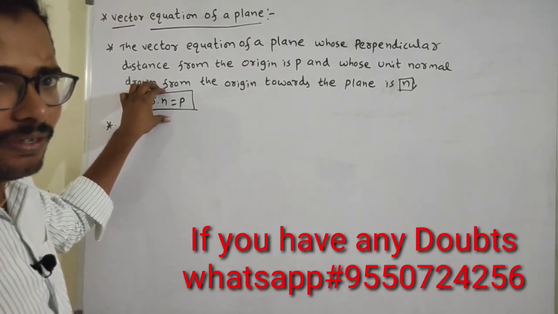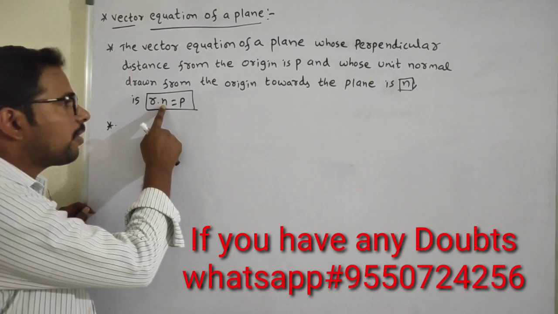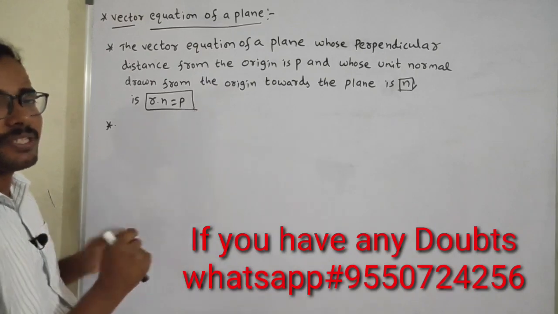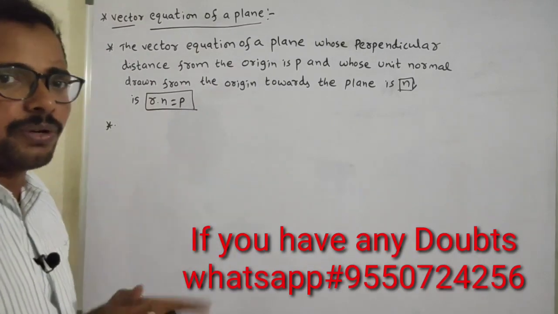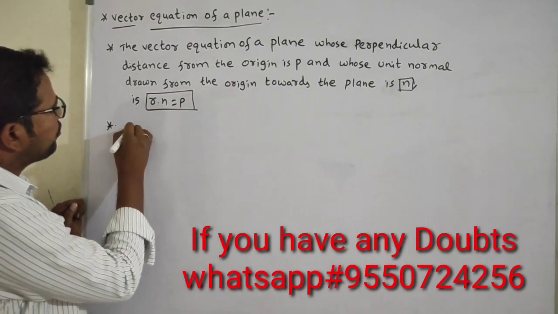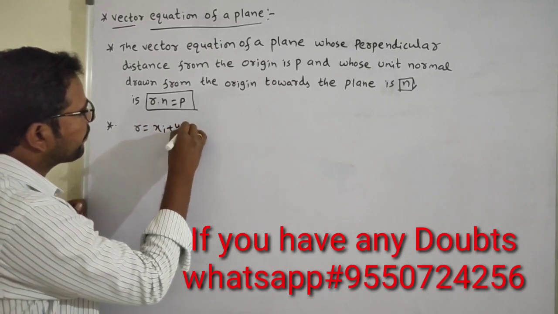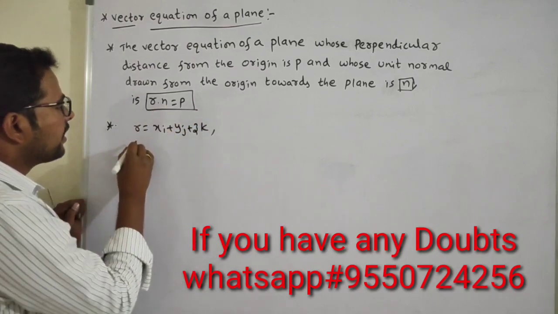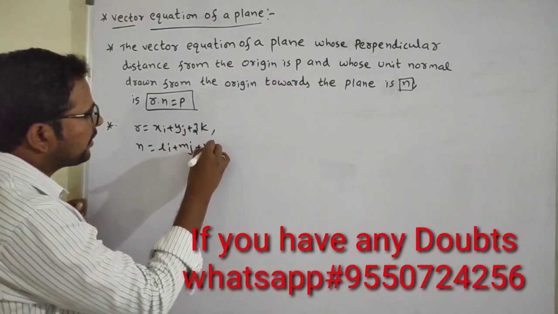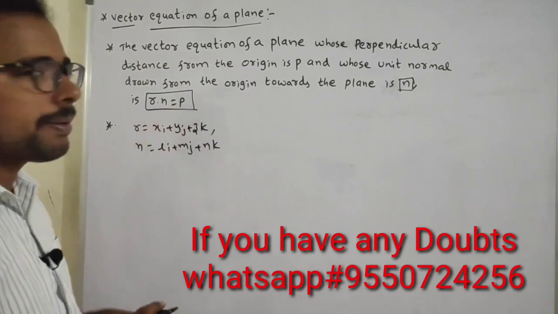General equation of a plane: r dot n is equal to P. Here r is a position vector, n is a normal vector, and P is the perpendicular distance from the origin. P is a distance, not a vector. Take r equal to xi plus yj plus zk, and n equal to li plus mj plus nk as the unit normal, and P is the perpendicular distance.